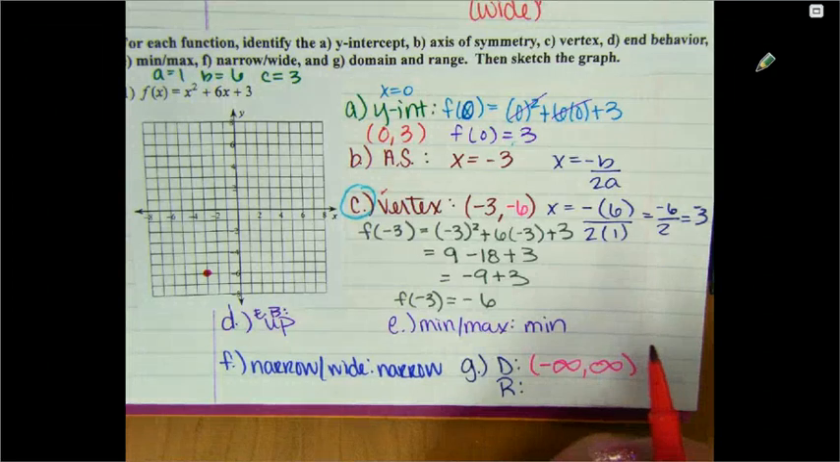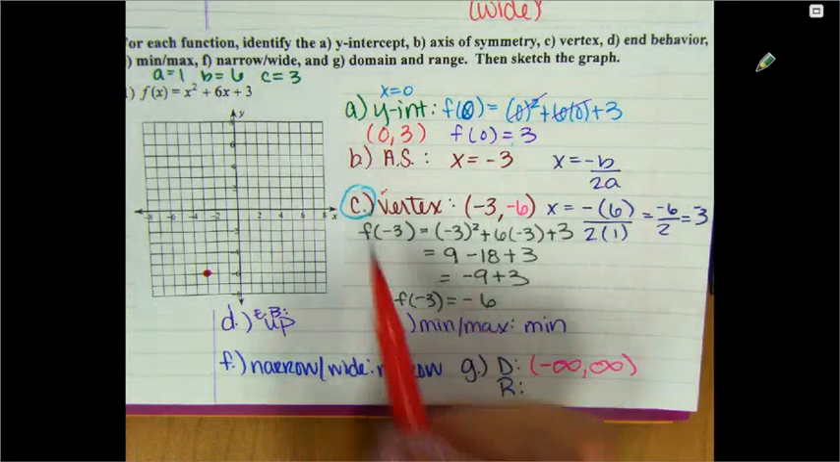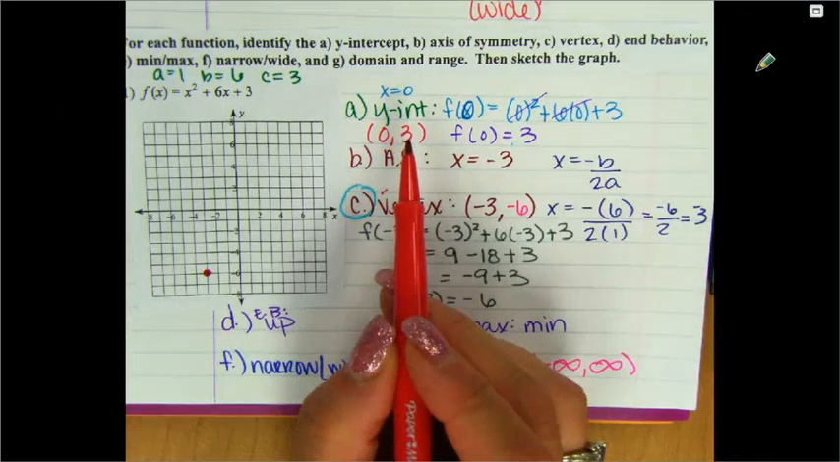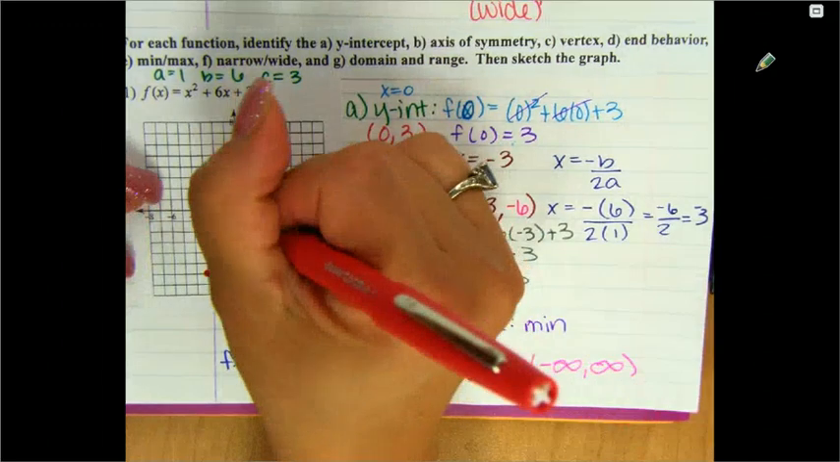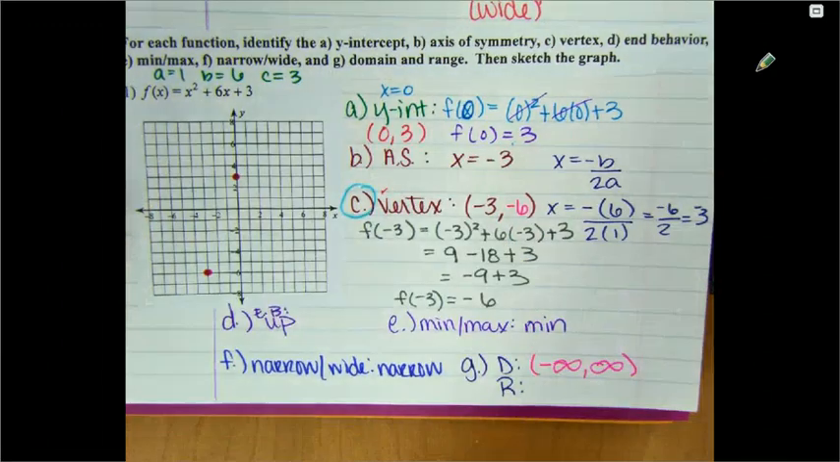Check. Next is my only other point up here, my y-intercept, right? So I'm going to graph the y-intercept. The y-intercept is at 0, 3. 0, 3 is located there.